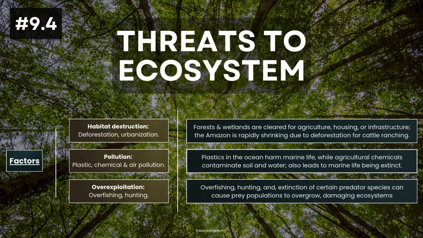Number 3 is overexploitation. Overfishing and hunting disrupt food chains, leading to population imbalances. An example of this is the extinction of certain predator species, which causes prey populations to overgrow, damaging ecosystems.